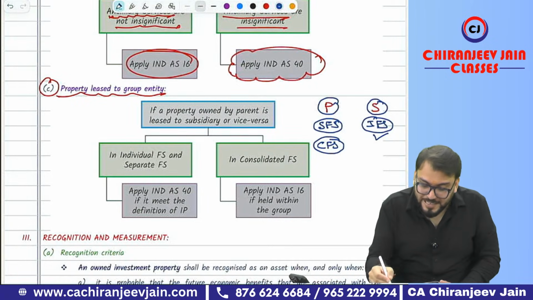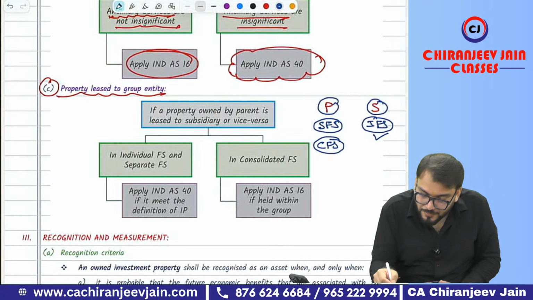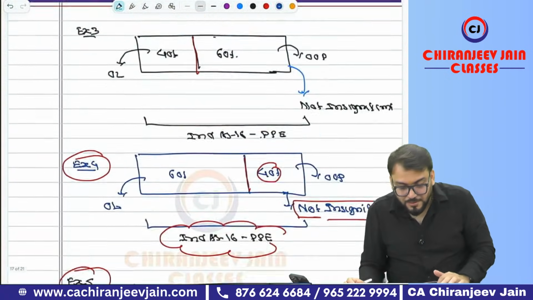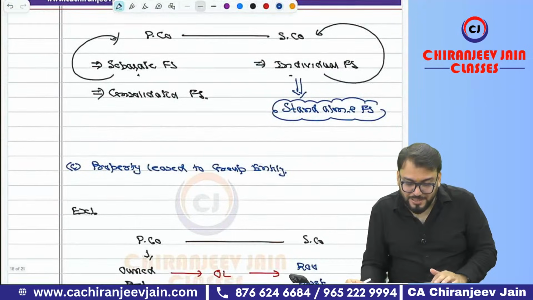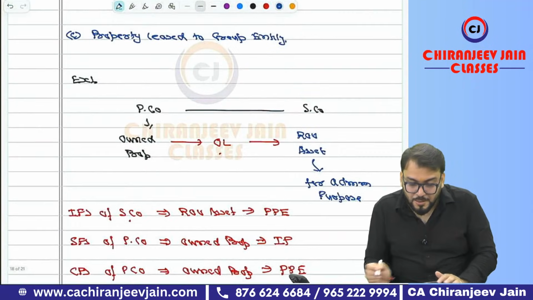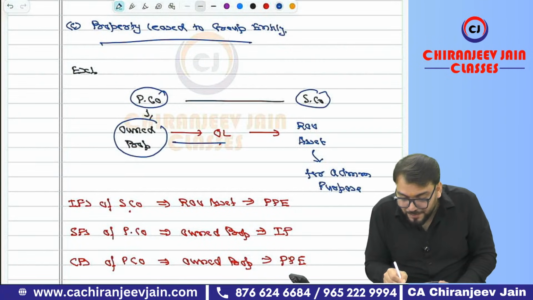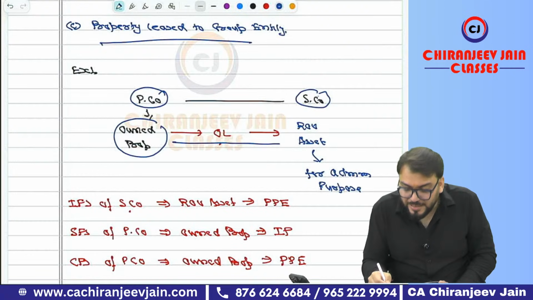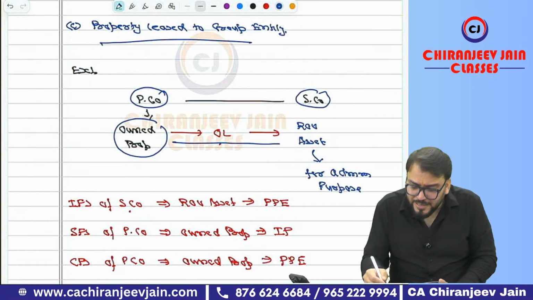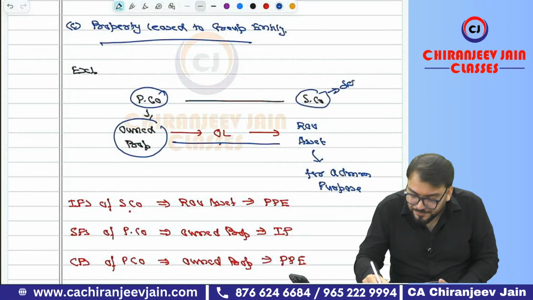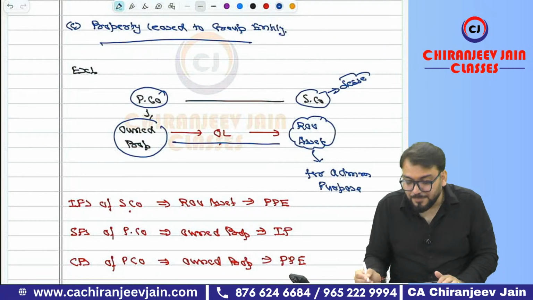Correct. Now let me take one example for this. Property leased to group entity. For example, this is parent company, this is subsidiary company, this is owned property and given on operating lease to subsidiary company. Once it is given on operating lease, this company becomes lessee, and for lessee it will become ROU asset.